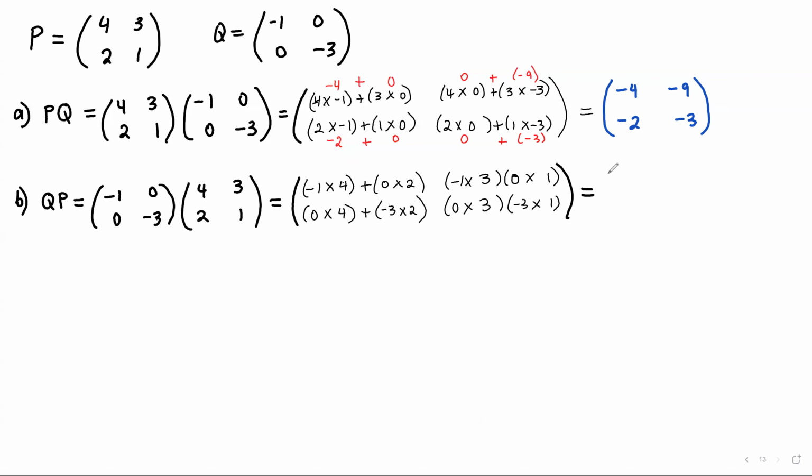Right? So our answer is, oh wait, before we move on to the answer, let's work these out. So this is -4 plus 0, -3 plus 0. Oops, I forgot to write plus between these, and I need to write those because if you just put brackets, it literally means multiplication. So I need to put the brackets. Good. 0 times 4 is 0 plus -6, 0 plus -3. Good. And now let's work these out.